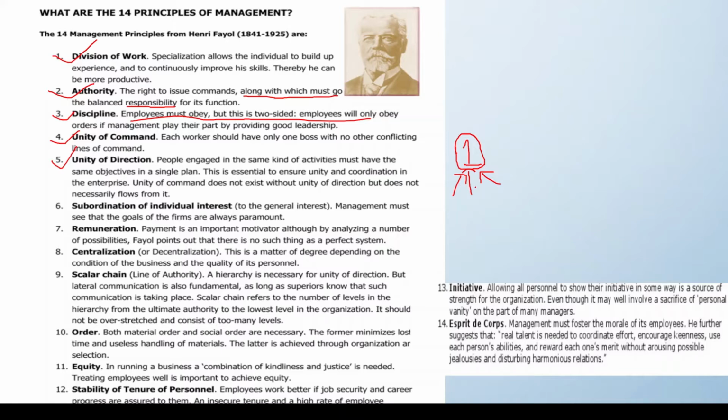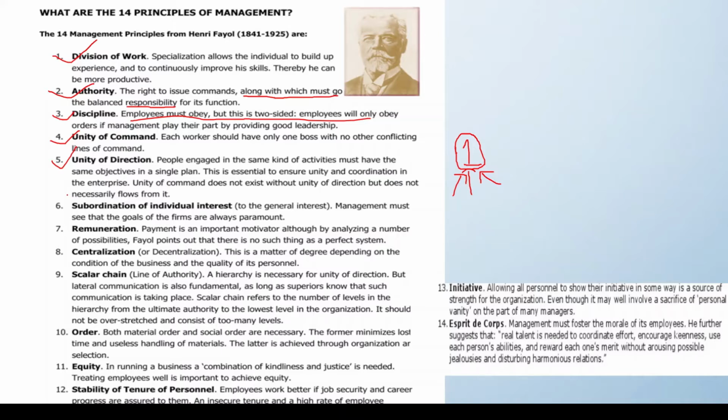There has to be a single plan, and all must be aware of the single plan. So there will be only one direction. All have to follow the one direction. Otherwise, it will be a chaotic situation.